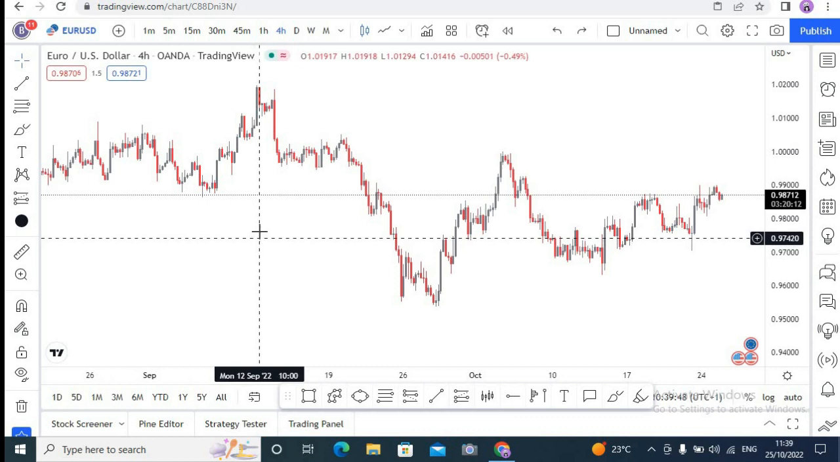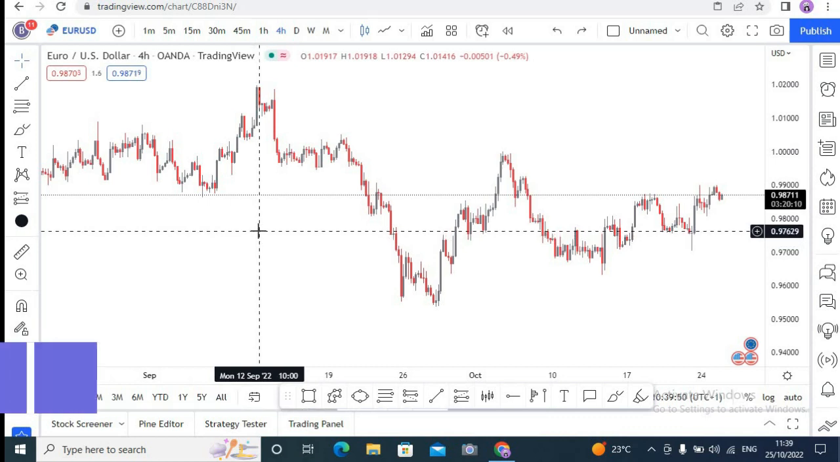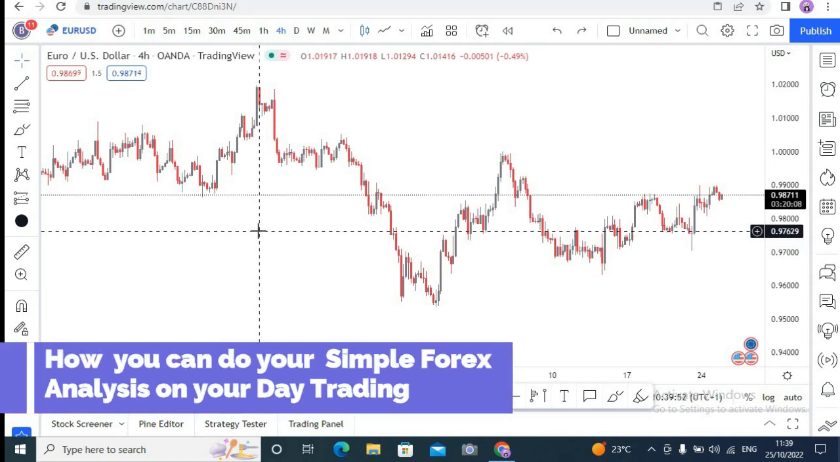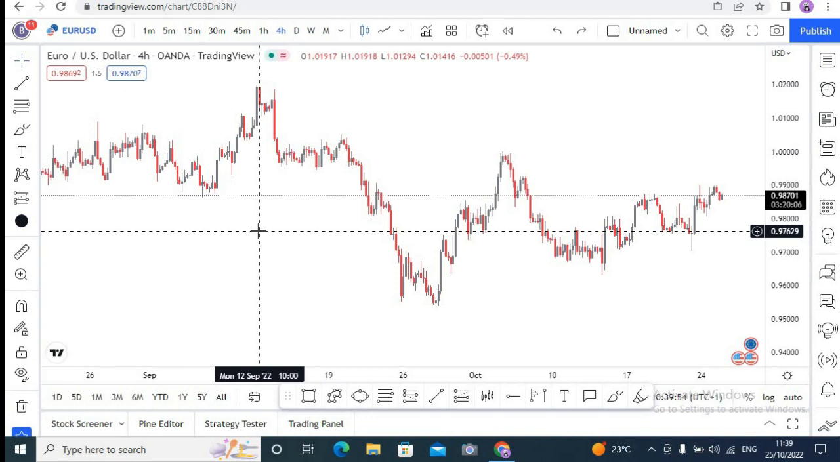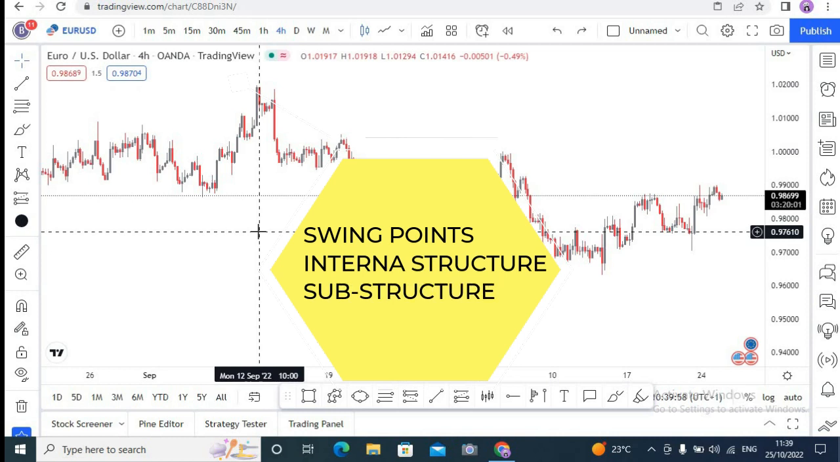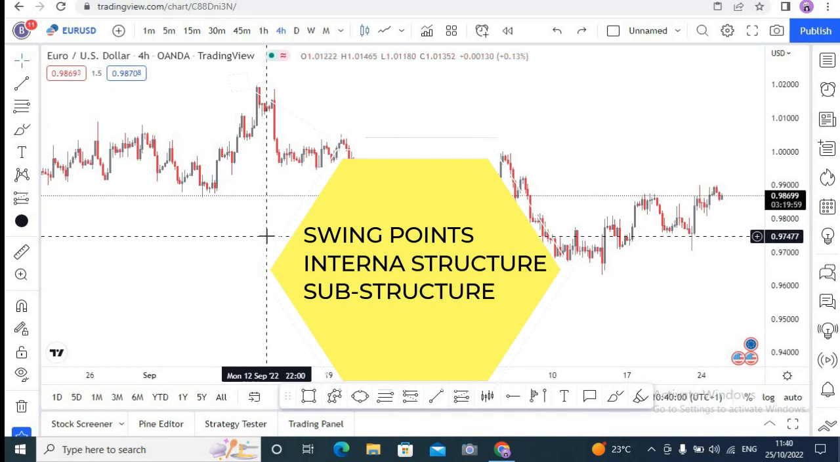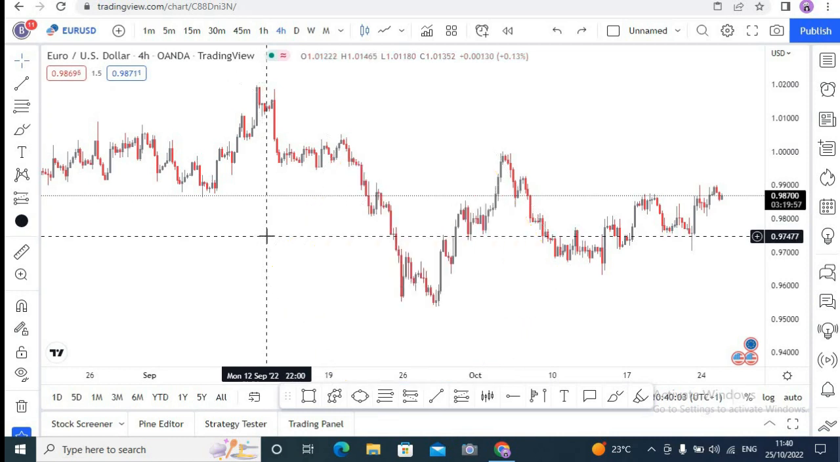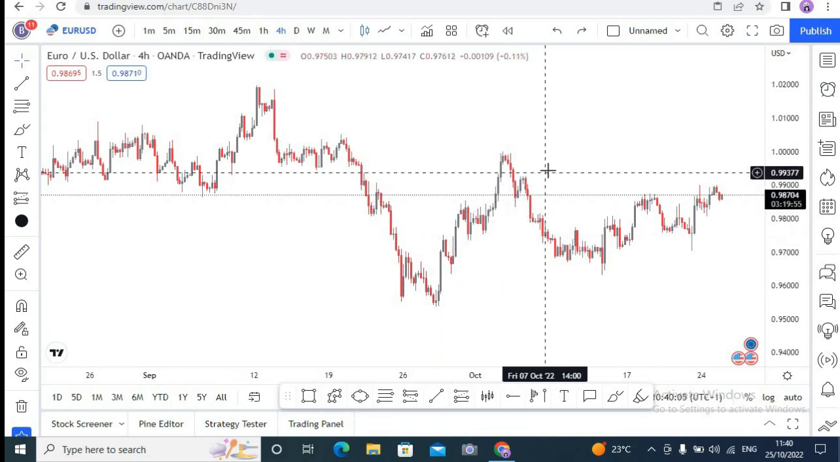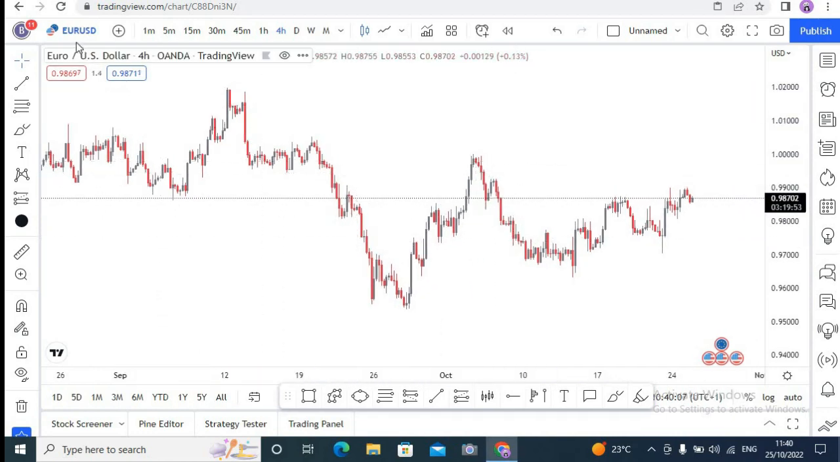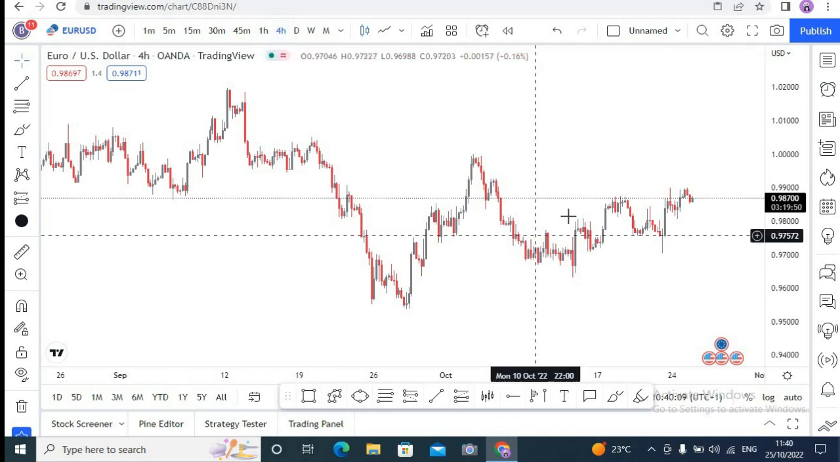So guys, what you have to do when you're doing your simple forex analysis on your daily basis of trading, right? You have to look for your swing structures, which will give you your internal structure, and the internal structure will give you a new swing point, right? So as you can see here, guys, we have EURUSD, and this is our H4 time frame, right?